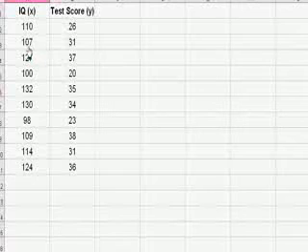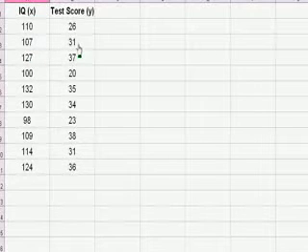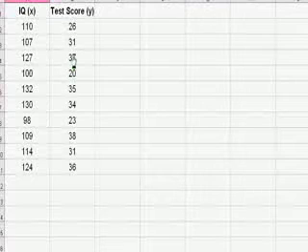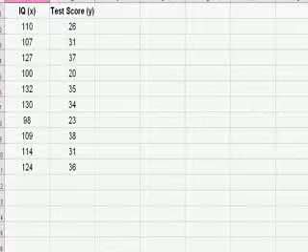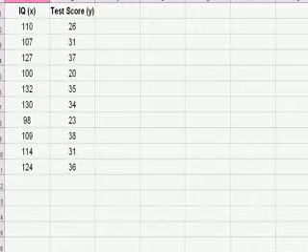tongue test. The next learner has an IQ of 107 and got 31 out of 50. Then 127 for the IQ, that learner got 37 out of 50 for the test, and so forth, for all 10 learners. We need to find the correlation coefficient for the set of data.